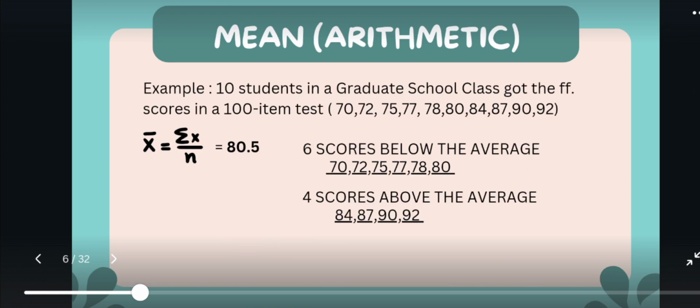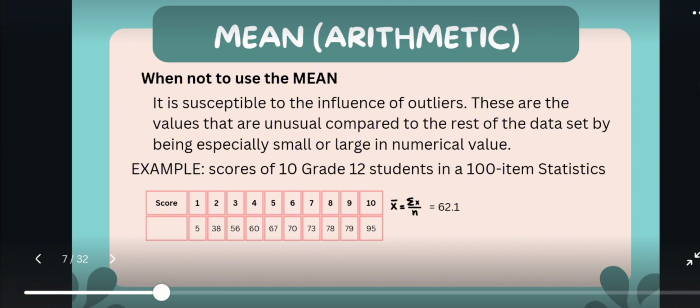Since we have 80.5 as our average score, we can say that there are 6 scores below the average, and those are 70, 72, 75, 77, 78, and 80. However, there are 4 scores naman that are above the average score or the mean. So we have 84, 87, 90, and 92. But there are some situations, class, na hindi natin pwedeng gamitin si mean or si arithmetic mean.